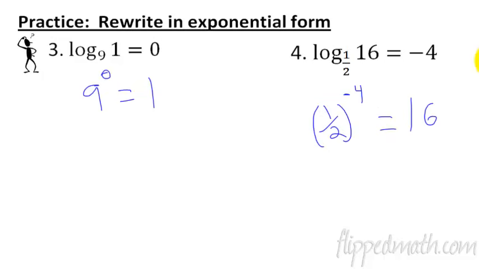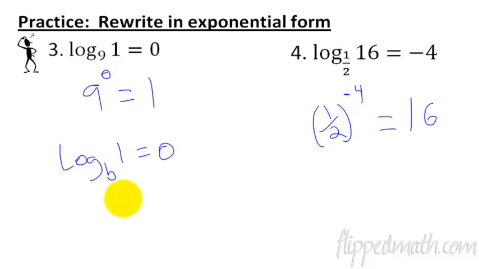And here are our answers to numbers 3 and 4. 9 raised to the 0, so the base is 9, will equal 1. And 1 half raised to the negative 4 equals 16. This one here on the left will give us an interesting property, and that is if we take the logarithm of anything, you might write this in the margin of your notes, if you have the log base b, so instead of base 9, log base b of 1, that will always equal 0.